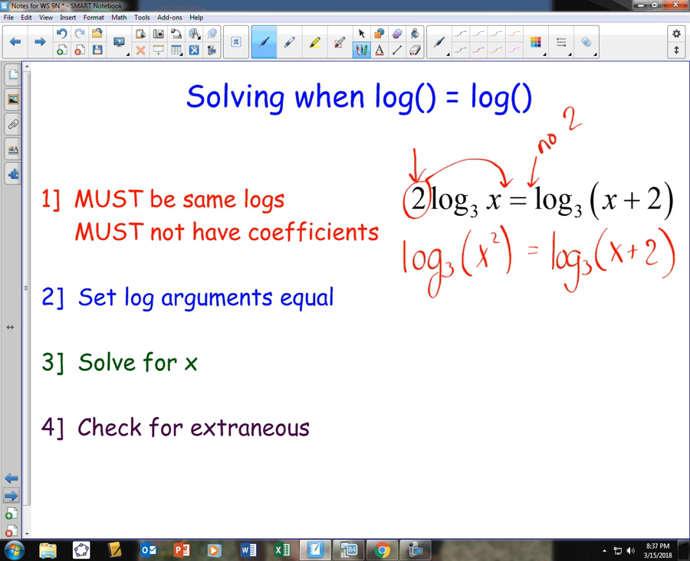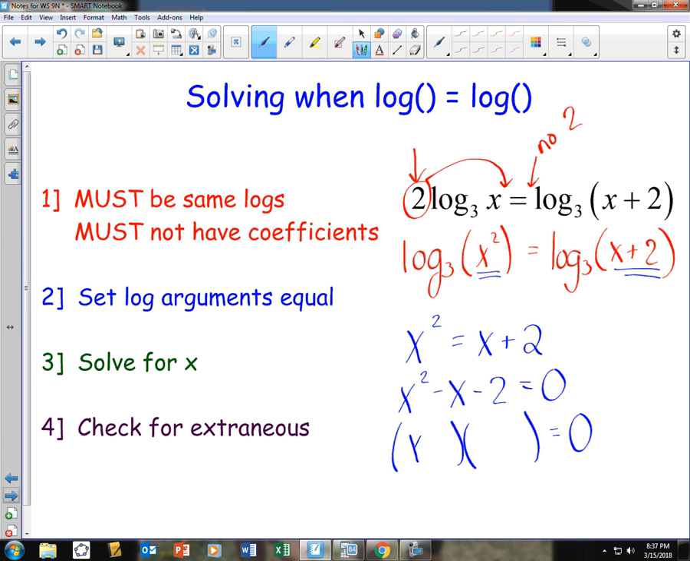Now I've got the same 2 logs equal to each other. So what I can do is set the 2 arguments equal to each other. So x squared can equal x plus 2. And this looks like something I might need to factor. So x squared minus x minus 2 is equal to 0. Looks like I can factor this and get x minus 2, x plus 1. All right, so I'm going to get an x value of 2, but I'm also going to get an x value of negative 1. And so there they are.